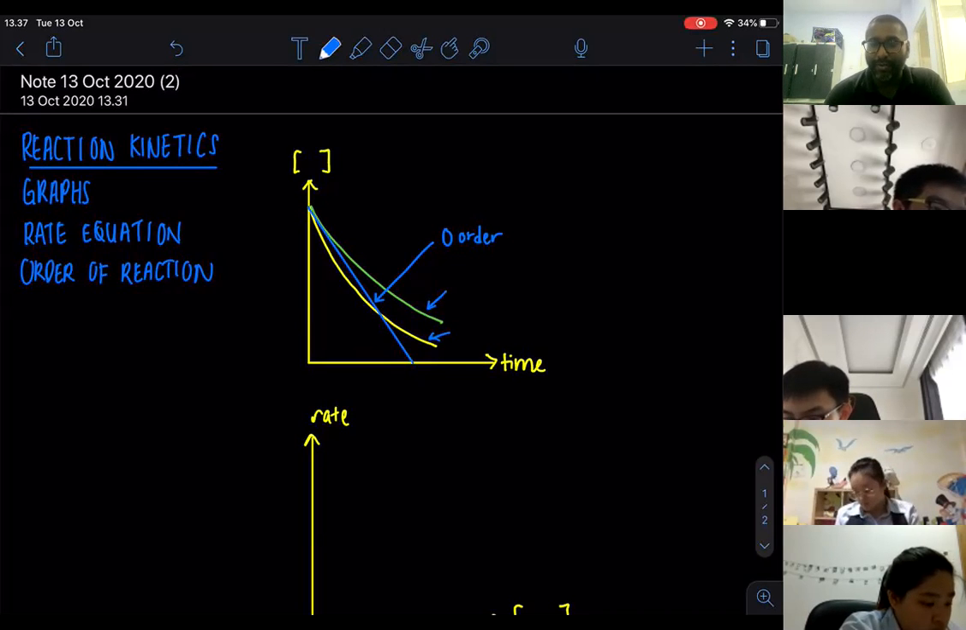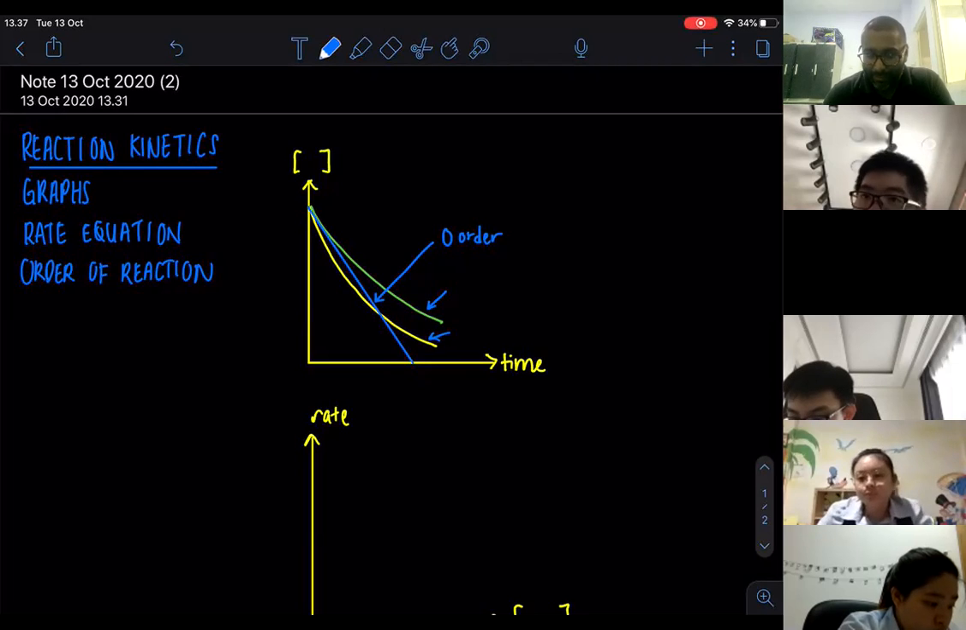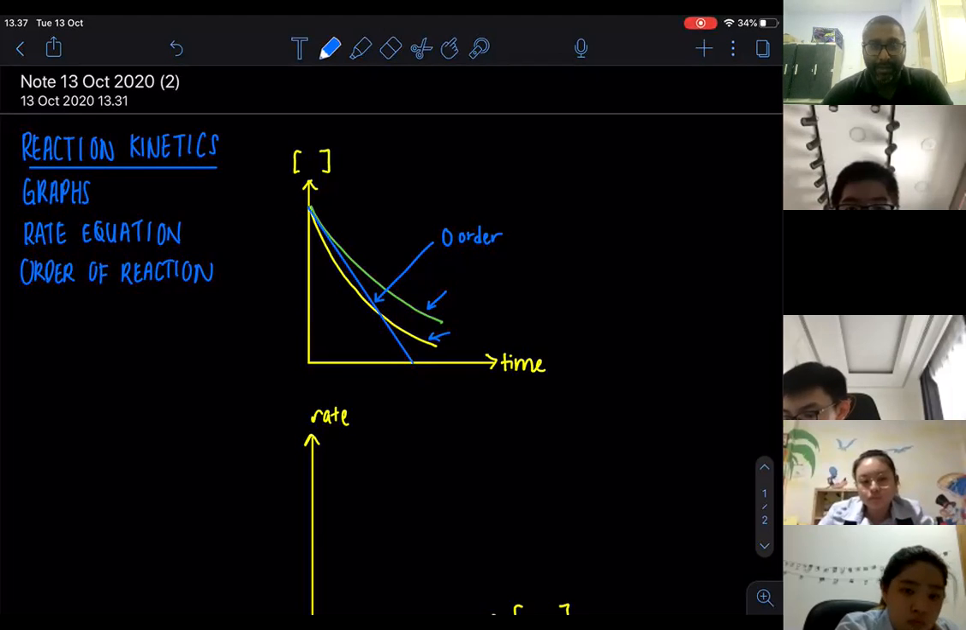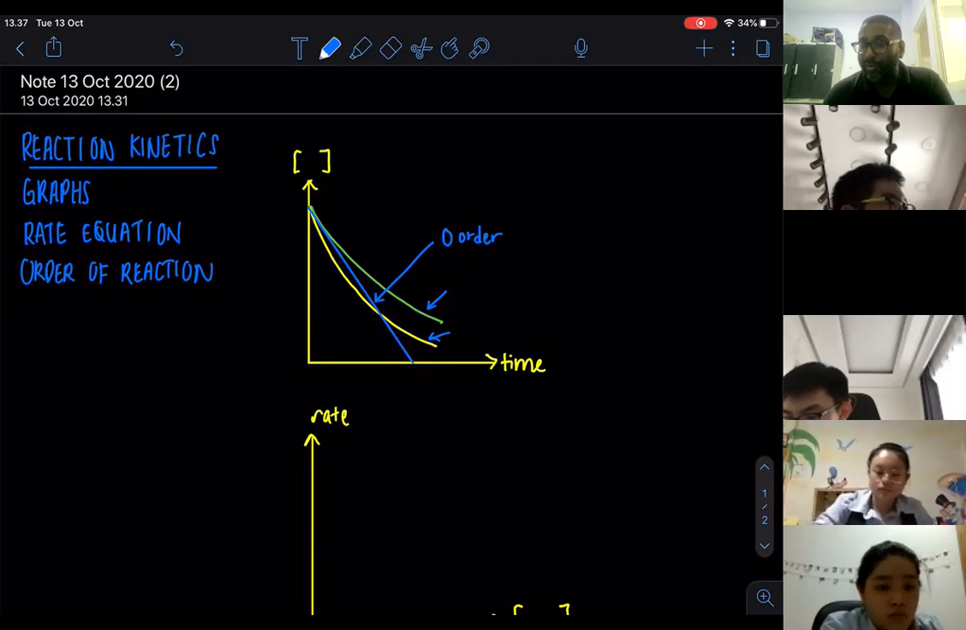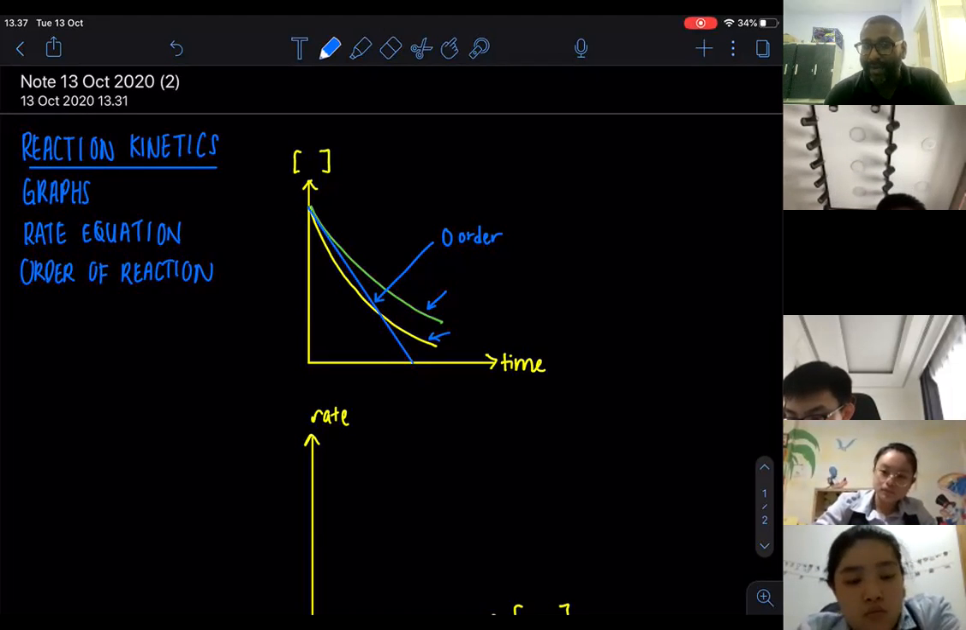I heard that in your discussion yesterday, you mentioned the gradients are changing. Of course, they are changing. At the beginning of any reaction, it is a very fast reaction. But after some time, the gradient will decrease. If you keep drawing triangles for the gradient for the yellow line and the green line, the gradient will decrease over time. It will become flatter and flatter.